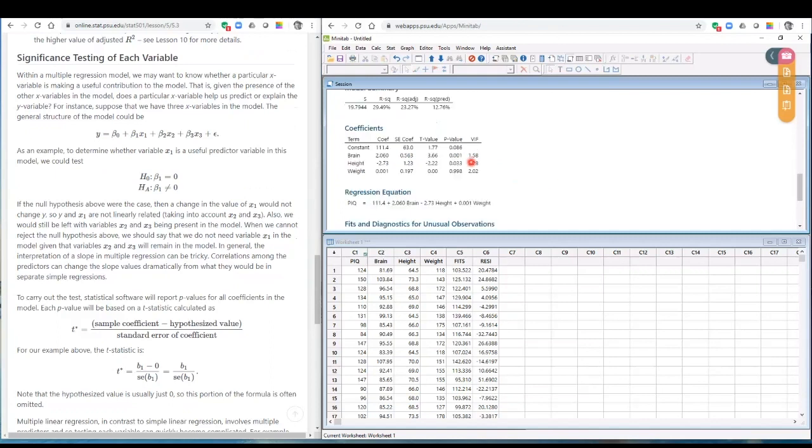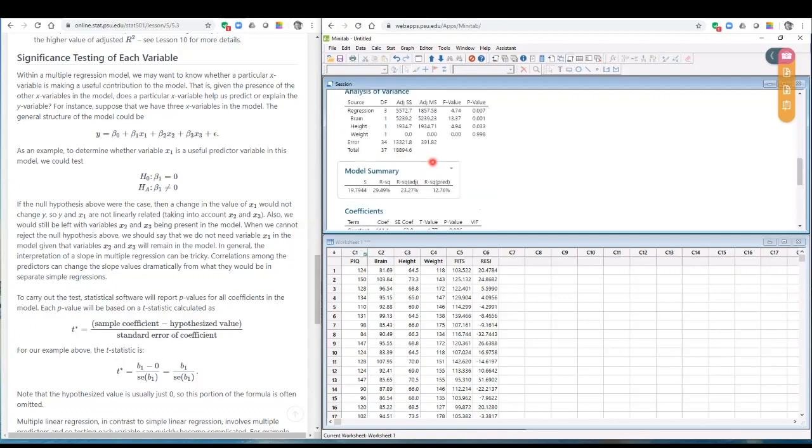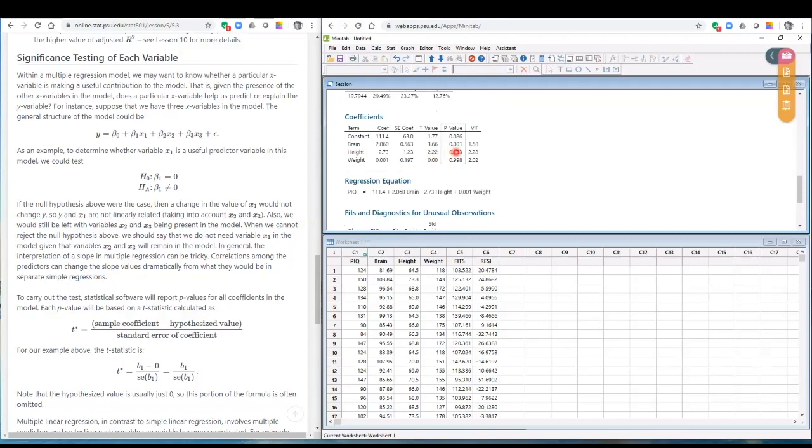Okay, let's get back to the coefficients table and look at the t-value column. So let's look at 3.66. So that's the estimated coefficient for brain. So in other words, b1, 2.060. It has a standard error of 0.563. So if I divide the estimate by the standard error, I get the t-statistic. And then if I compare this t-statistic to a t-distribution with 34 degrees of freedom, n minus p degrees of freedom, then I would get a two-tailed p-value of 0.001. So that's for testing this pair of hypotheses here, beta 1 equals 0 versus beta 1 not equal to 0. This p-value is smaller than a significance level of 0.05, so we would reject this null hypothesis in favor of the alternative.